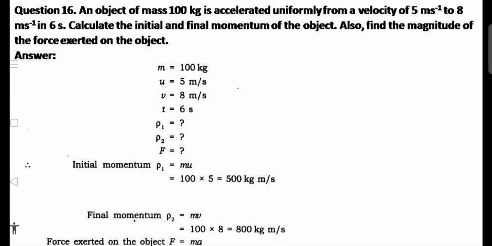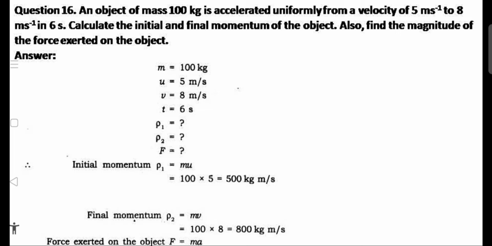Question number 16. An object of mass 100 kg is accelerated uniformly from a velocity of 5 meter per second to 8 meter per second in 6 seconds. Calculate the initial and final momentum of the object. Also find the magnitude of the force exerted on the object.